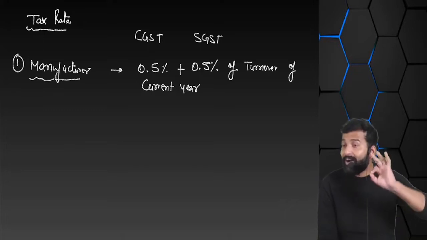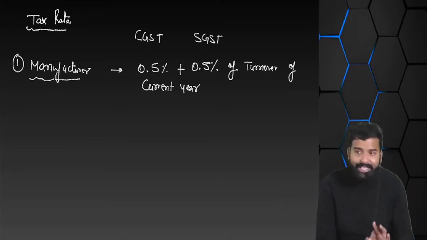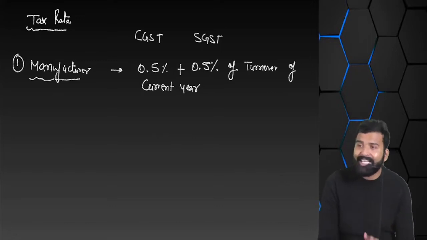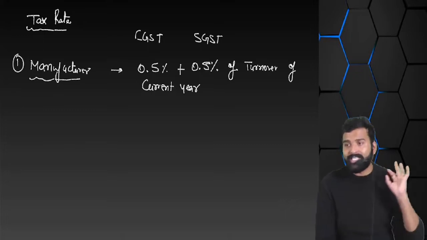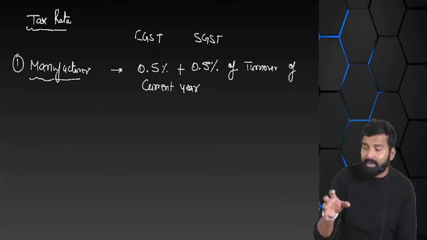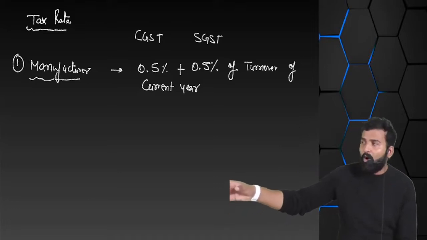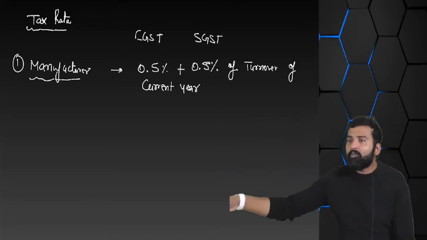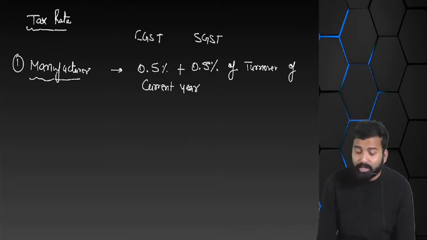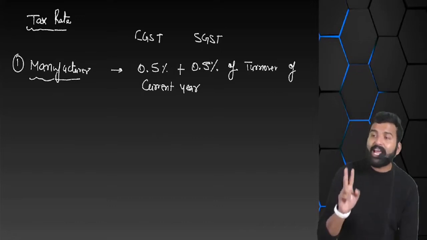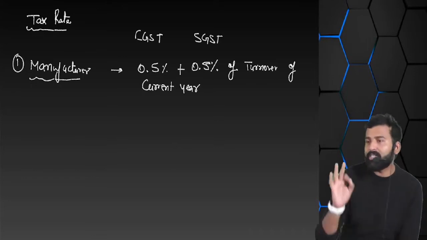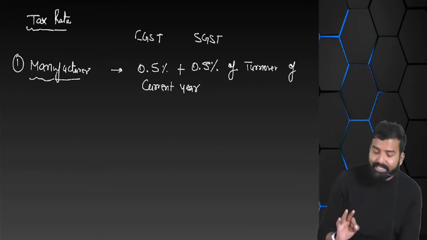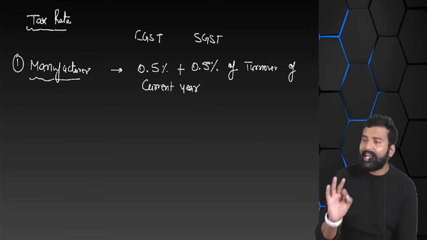Turnover means aggregate turnover, and aggregate turnover includes taxable supply as well as exempt supply, non-GST supply, and zero rate supply. If a manufacturer is supplying taxable supply of 1 crore and exempt supply of 20 lakh, then his turnover is 1 crore 20 lakh. So he will be paying 1% of 1 crore 20 lakh. The turnover does not only mean taxable goods. Even if he is supplying exempt goods, he has to pay 1% of that amount also. So for a manufacturer, it is 1% of the aggregate turnover.